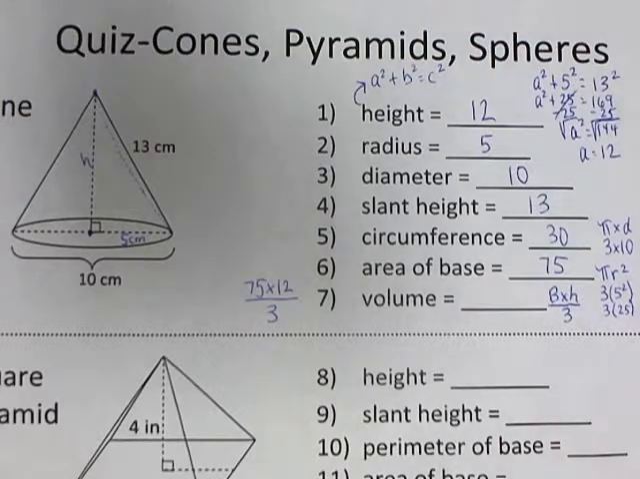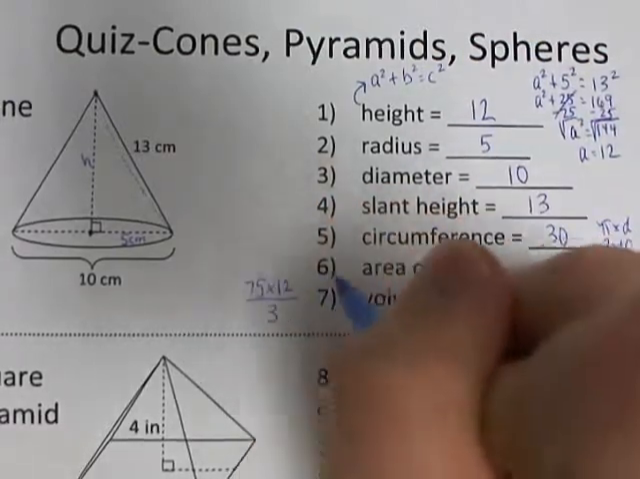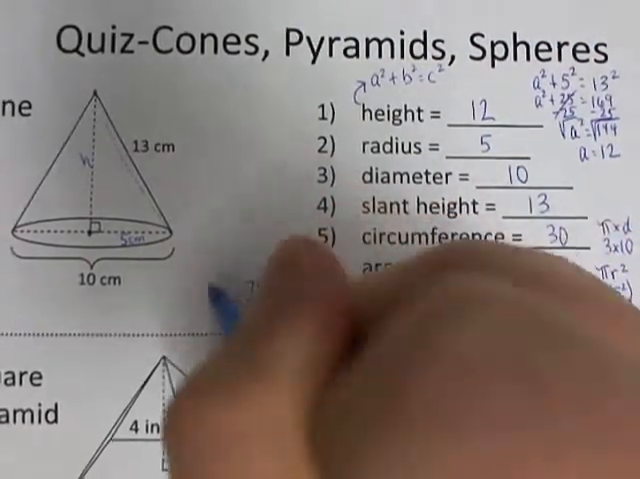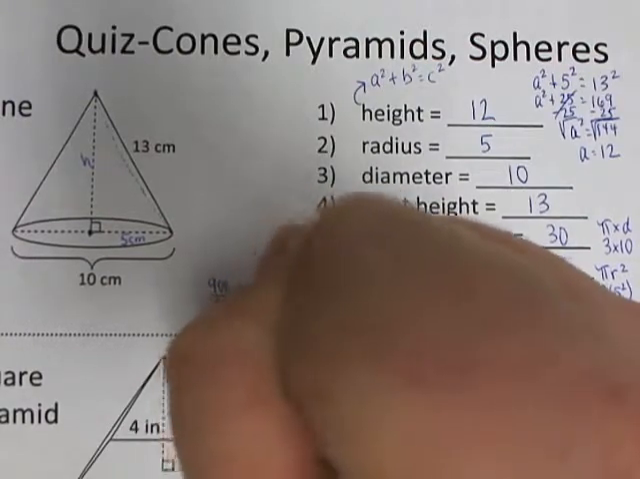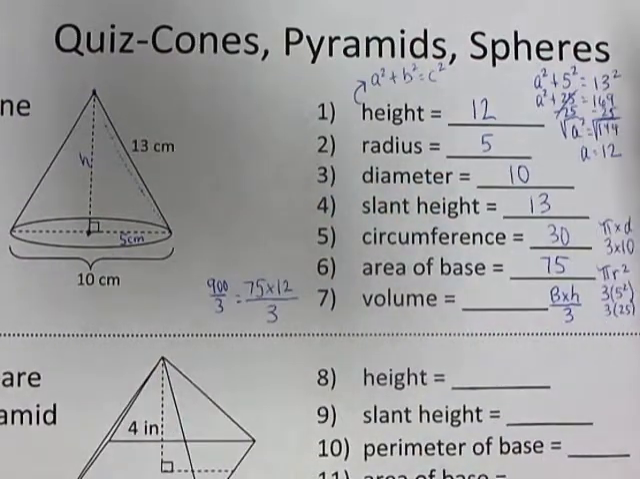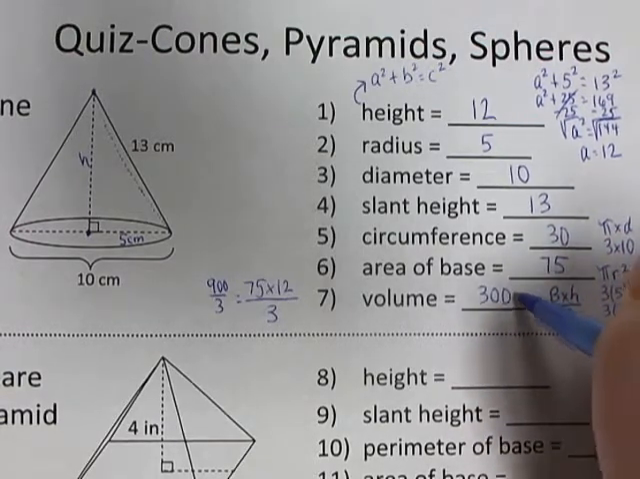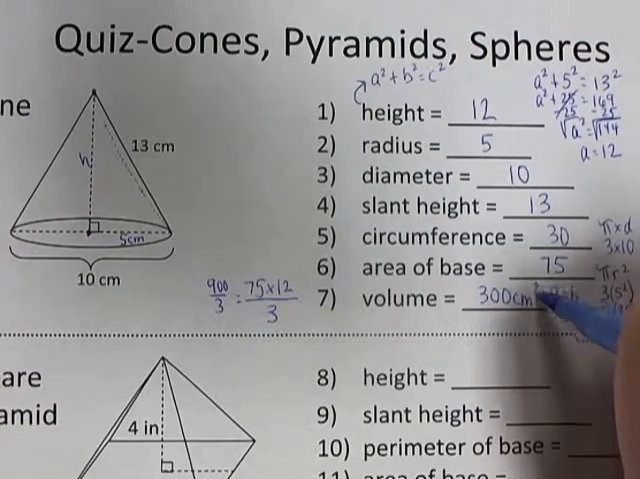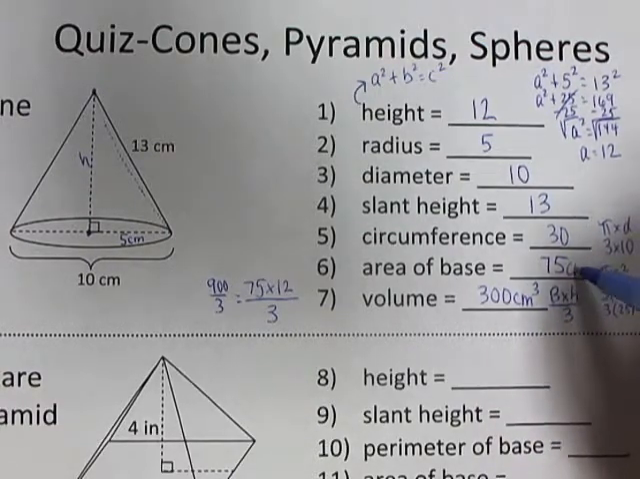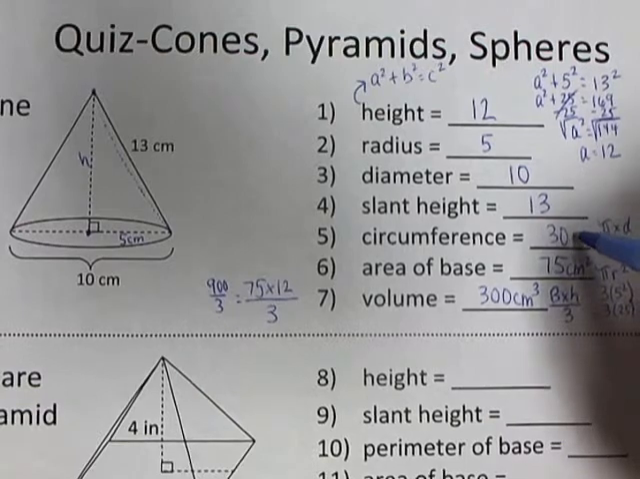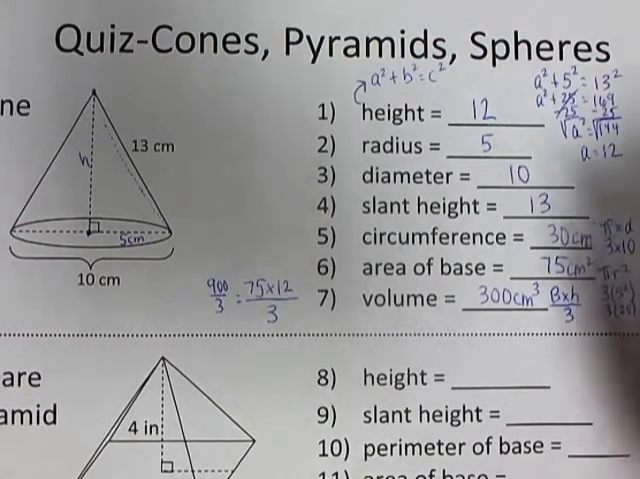So let's see, 75 times 12 is 900. So we have 900 divided by 3, and that equals 300. And we can go back and add our units. Volume is cubed, area is squared, and for circumference, you just write the units.